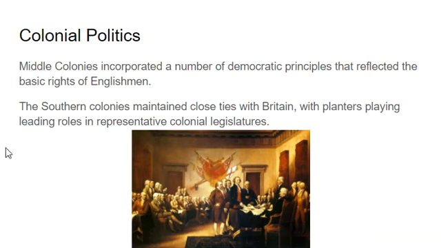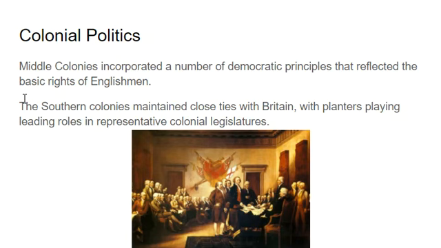And the last slide now, we'll be discussing the middle colonies. And the middle colonies incorporated a number of democratic principles that reflected the basic rights of Englishmen. You guys don't have to know about the basic rights of Englishmen. If you guys have taken government, you should have learned a little bit about it back then. But all you have to know is that the middle colonies took a lot of the principles from the basic rights of Englishmen.